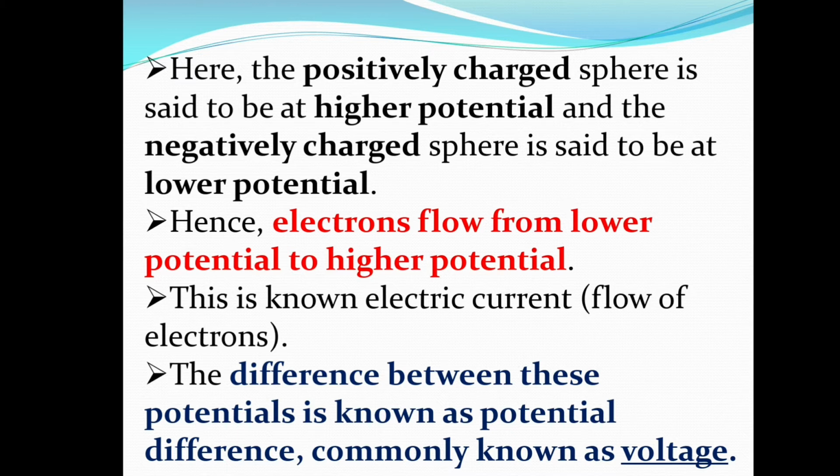Now the difference between these potentials is known as potential difference, commonly known as voltage. The difference between the lower potential and the higher potential is known as potential difference. It is commonly called voltage.